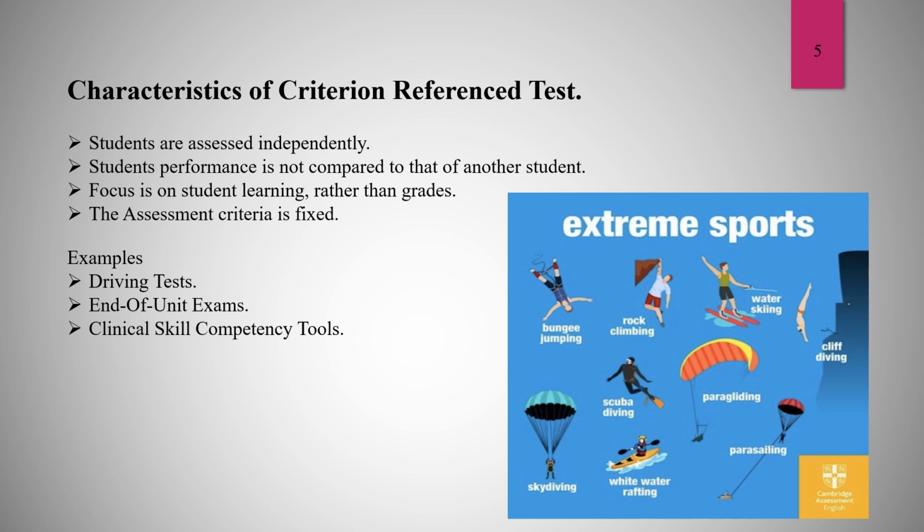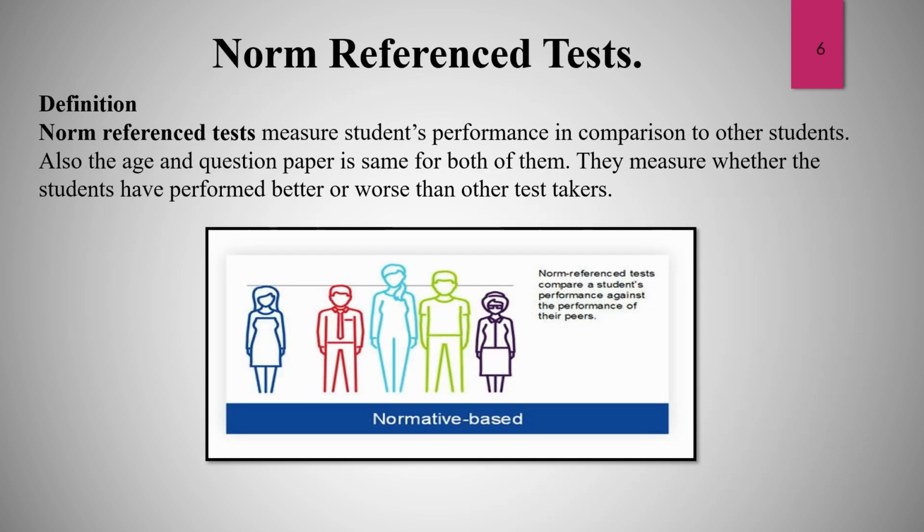As you can see here, some of the sports are also there. To enjoy this kind of sports also, we need to have some criteria to be passed. That is, if I'm having arthritis or anything, then I won't be able to enjoy these rides or sports, we can say. Now let us understand about the norm reference test.